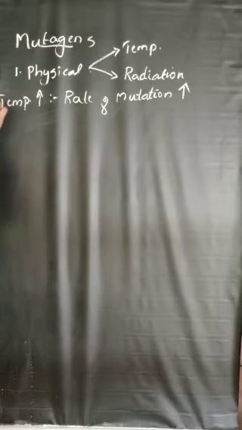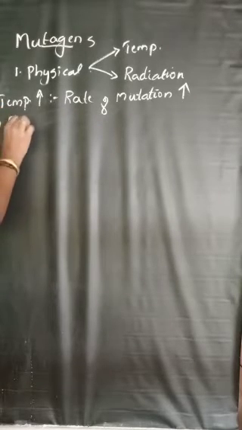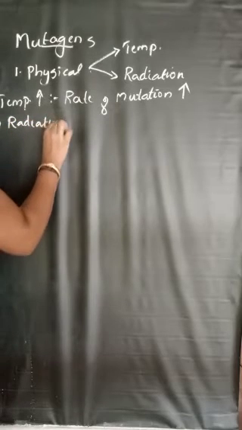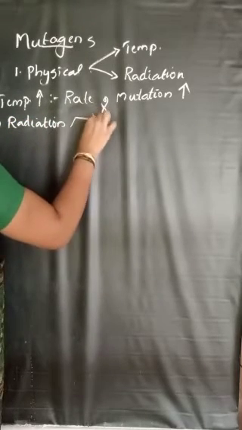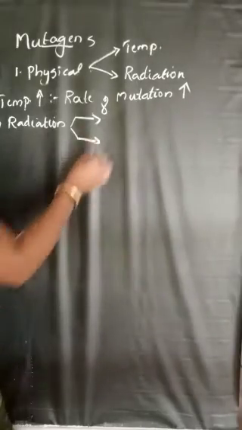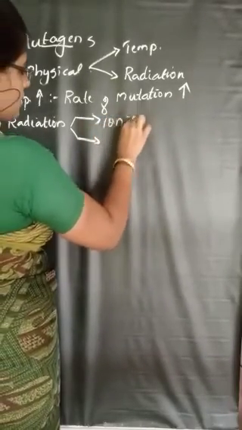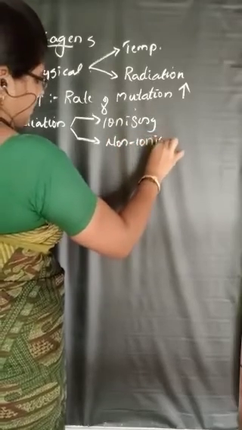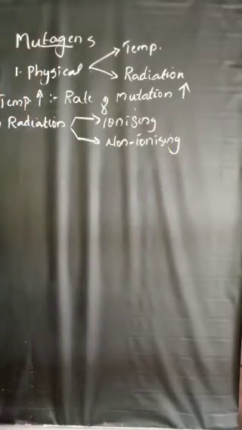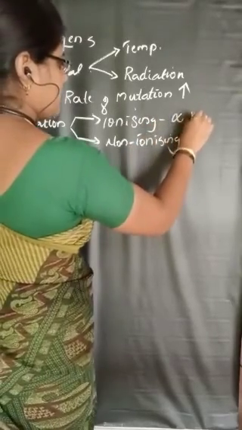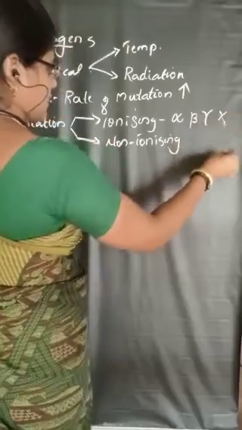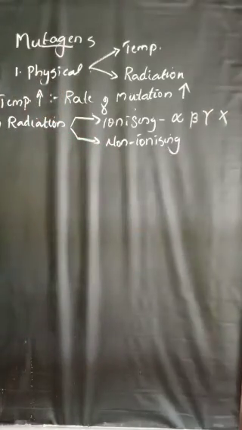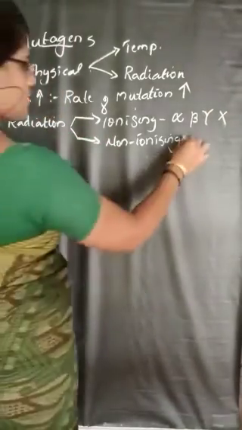Then what is radiation? Radiation is of two types, that is ionizing radiation and non-ionizing radiation. Ionizing radiation includes alpha, beta, gamma and X-rays, whereas non-ionizing radiation includes UV rays.